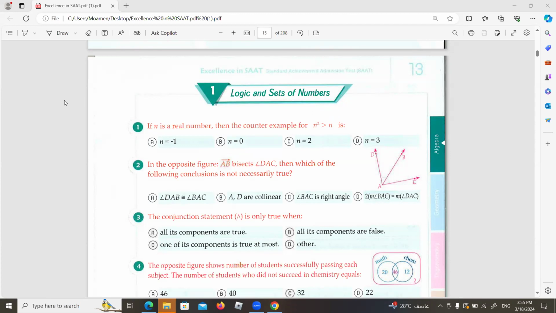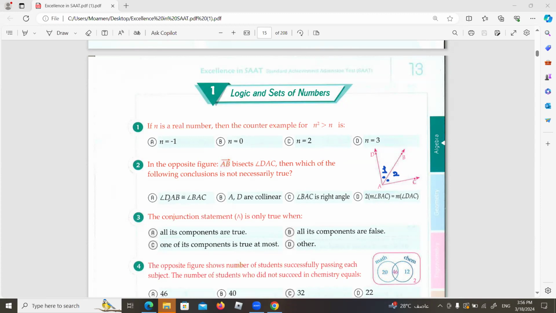We're going to number two. In the opposite figure, AB bisects angle DAC. AB bisects angle DAC means this angle is equal to this angle. So the ray AB bisects this angle, which means angle 1 equals angle 2. This is the meaning of bisects. Then which of the following conclusions is not necessarily true? Not necessarily true means maybe true, maybe false.